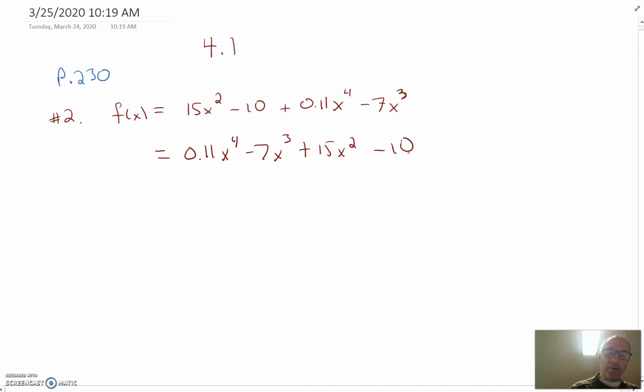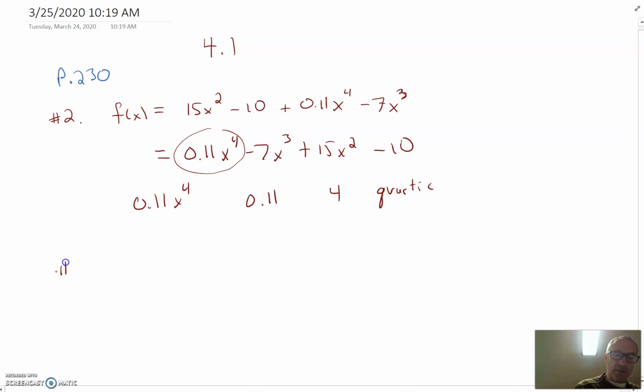Okay, what's the leading term? Well, it'd be this one. That's the leading term. What's the leading coefficient? That's the 0.11. The coefficients are numbers in front of variables. That's called a coefficient. And the degree of the polynomial, it's 4, because it's the highest term. Then classify the polynomial as constant, linear, quadratic, cubic, or quartic. So a fourth degree is a quartic. Okay, so that's number 2.